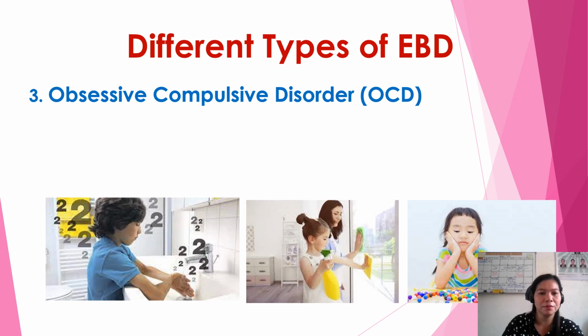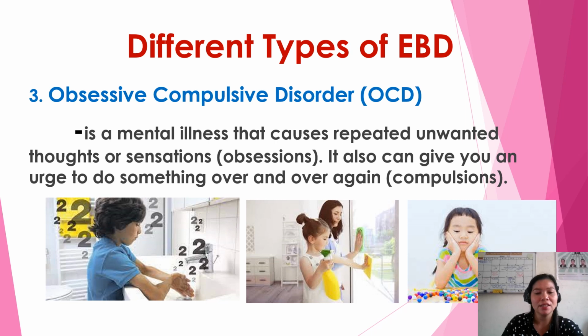Third is obsessive compulsive disorder, or OCD. It is a mental illness that causes repeated unwanted thoughts or sensations, or obsessions. It also can give you an urge to do something over and over again, or compulsions. A compulsive habit might be to wash your hands 7 times after touching something that could be dirty. Although you may not want to think or do these things, you feel like you can't stop.